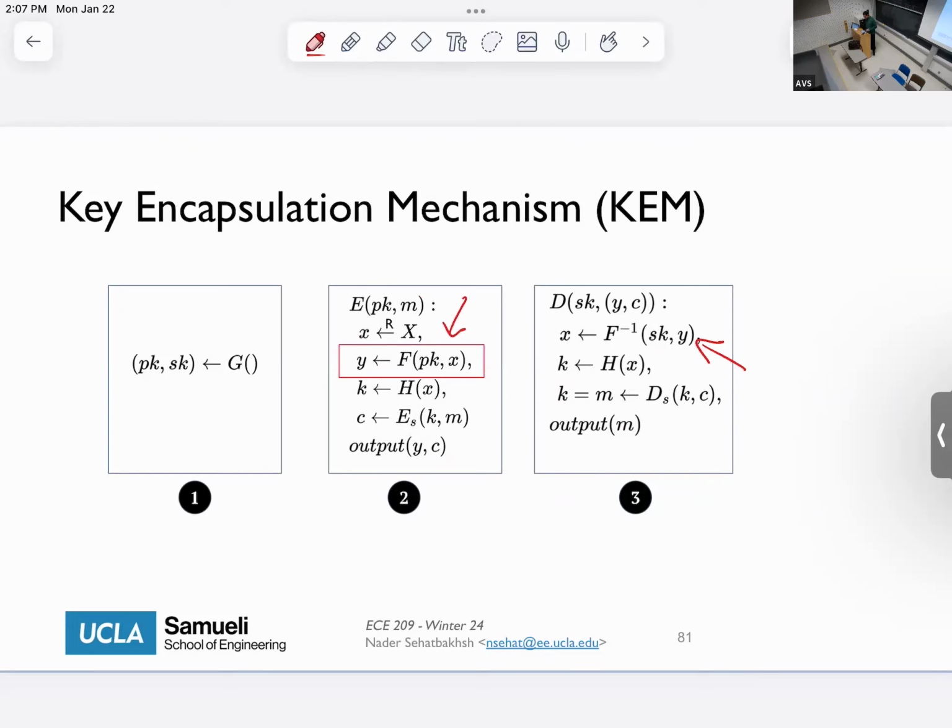And then, as I said, embedded in this KEM are two important functions: the F function, the forward trapdoor function, and the backward one, which we usually denote as F inverse. This is where RSA specifically comes into play in this example. But F and F inverse can be substituted with any other trapdoor function, for example elliptic curves and other examples.